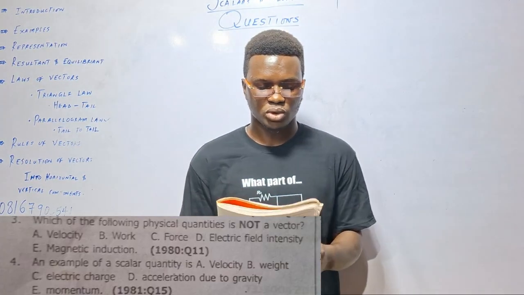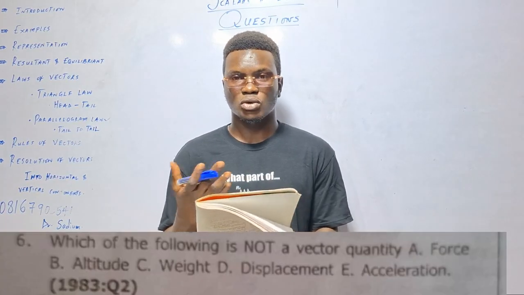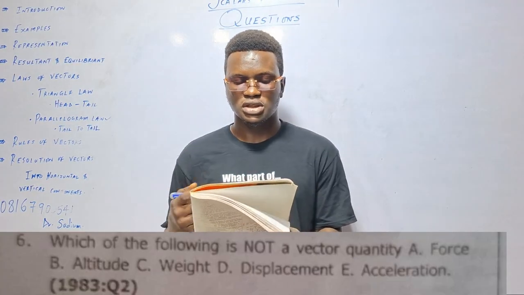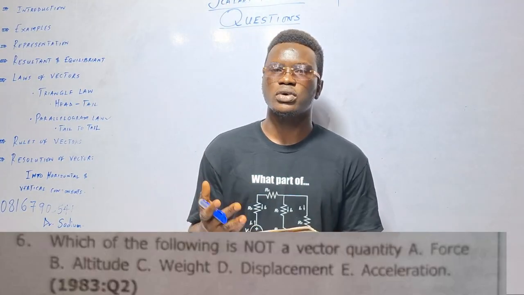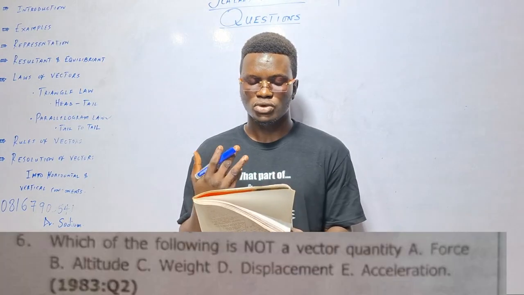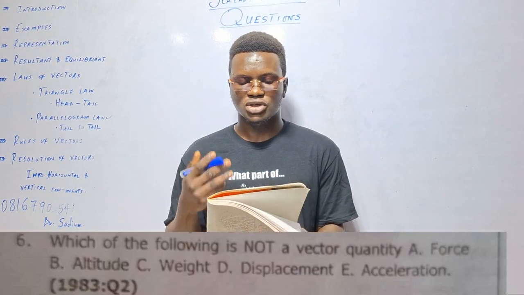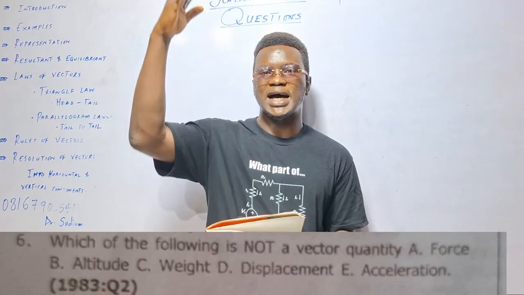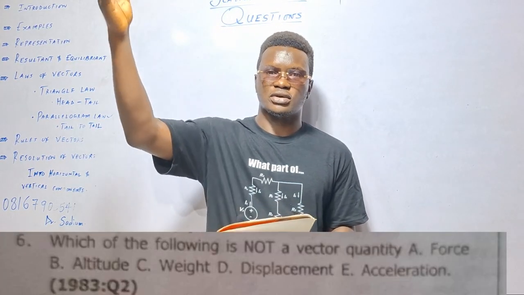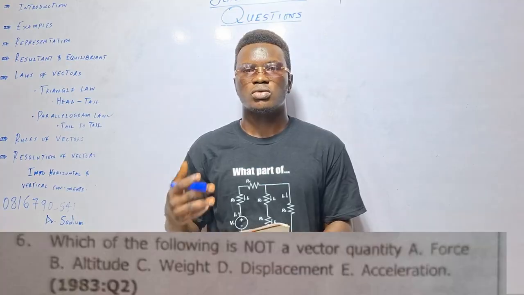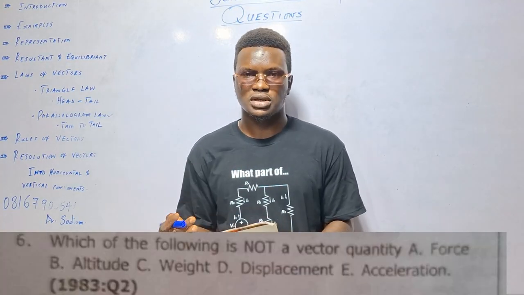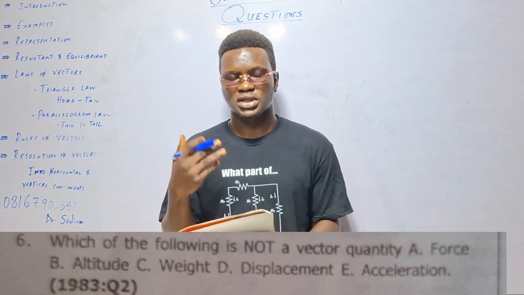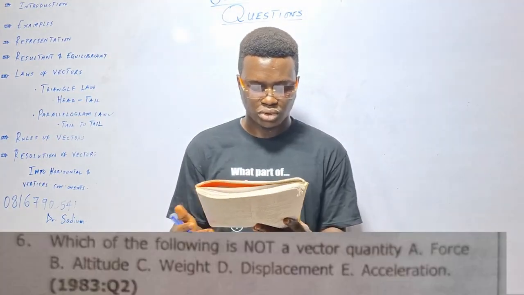So let's move on to the third question. Which of the following is not a vector quantity? A, force; B, altitude; C, weight; D, displacement; E, acceleration. If you look at all of the examples I gave you that day, you will know that weight, acceleration, displacement, and force are vector quantities. Altitude is talking about height, and height does not need to give you any direction. So height is a scalar quantity, just like distance is a scalar quantity. So altitude is also a scalar quantity.